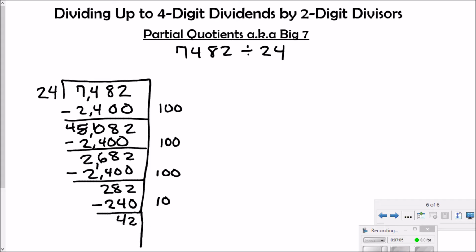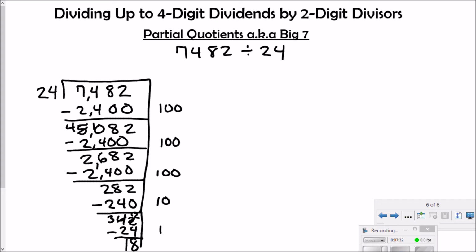Well, I know that 42 is greater than 24, so I should be able to get another group of 24 out. So I'm just going to take 1 away. 24 times 1 is 24. So 42 minus 24 gives me 18. So now my remainder is going to be 18, because I can no longer divide it by 24.